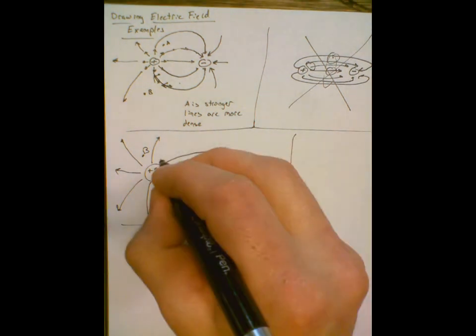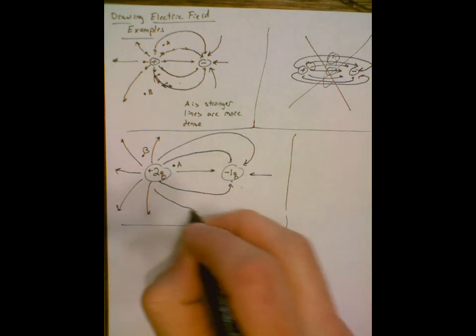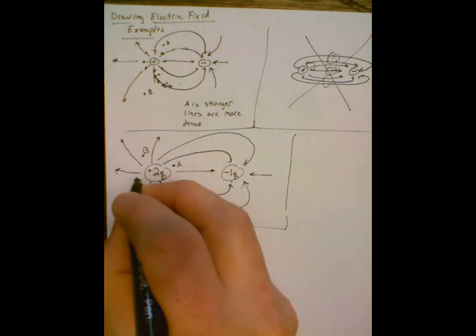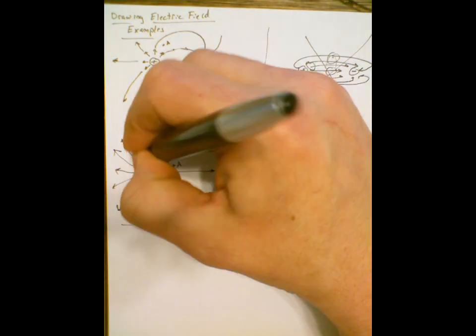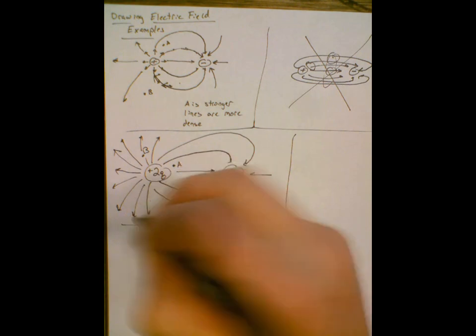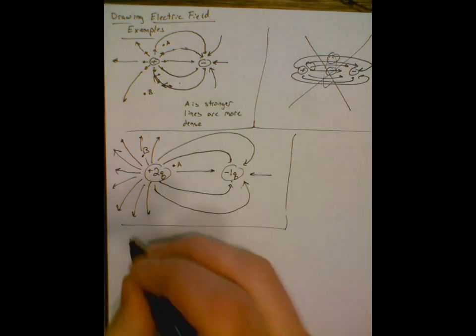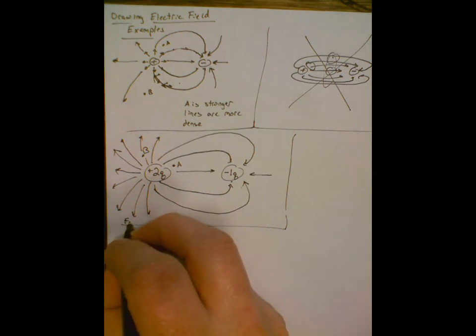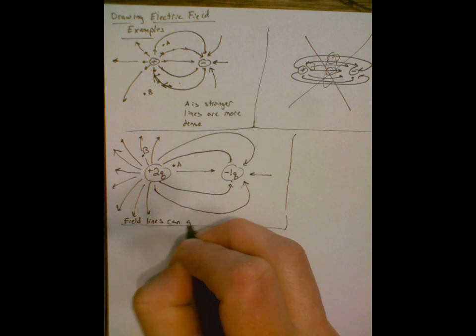Now if I keep going with this and adding more, I have this almost heart shape forming. I do have to show that extra lines. I'm not quite perfect here, but you get the general idea. One thing to keep in mind, field lines can go to infinity.